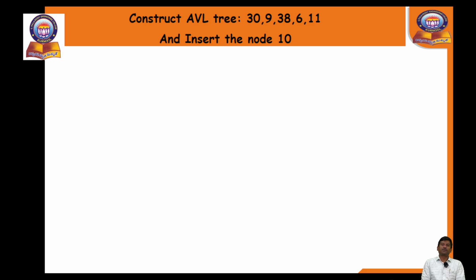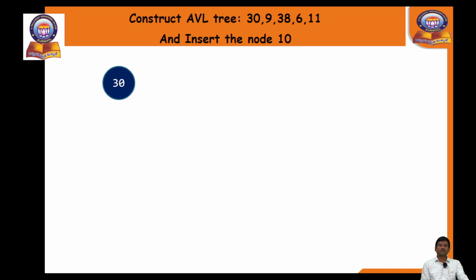Now based upon the explanation that I have given related to the LR rotation, that is double rotation, we shall construct the AVL tree with the possible case, with the keys 30, 9, 38, 6, 11, and later on insert the node 10.